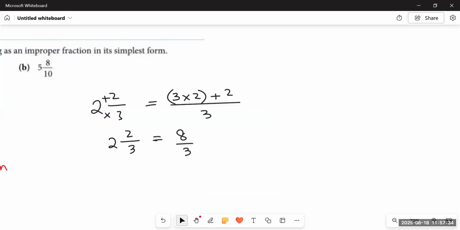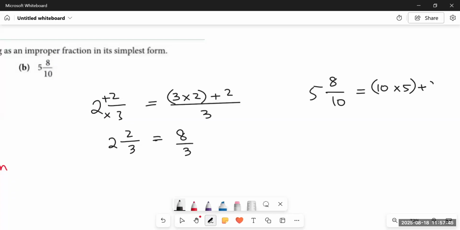That's all. Similarly, if we have 5 whole 8 by 10, the numerator would be 5 tens are 50, 50 plus 8 is 58, over 10. The denominator won't change. So it becomes 58 by 10. That's all. You see how easy it is to convert a mixed number into an improper fraction?